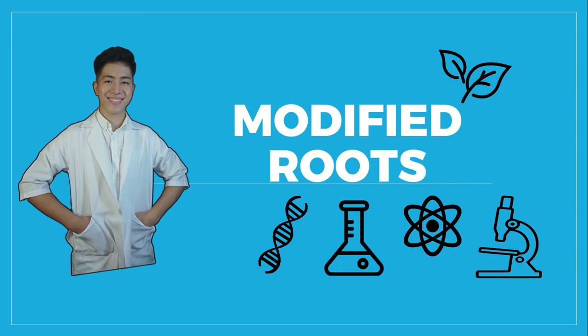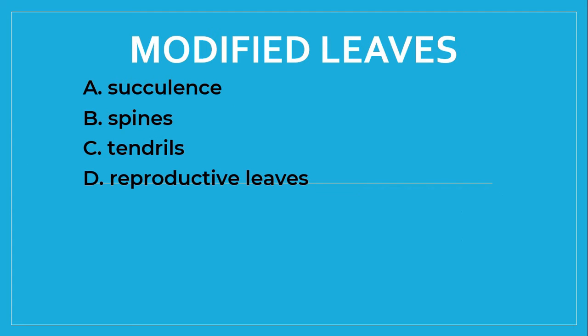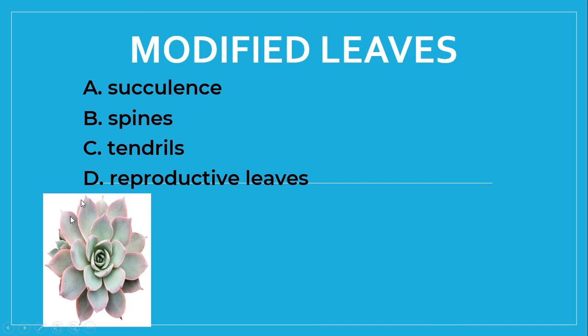And ngayon, bigyan naman natin ng examples yung mga modified leaves natin. Una na dyan, yung tinatawag natin na succulents. Ito yung mga modified leaf that provide storage for the plant. Kaya nga tinatawag din natin silang low maintenance or drought resistant plants kasi hindi kailangan araw-araw silang dinidiligan.